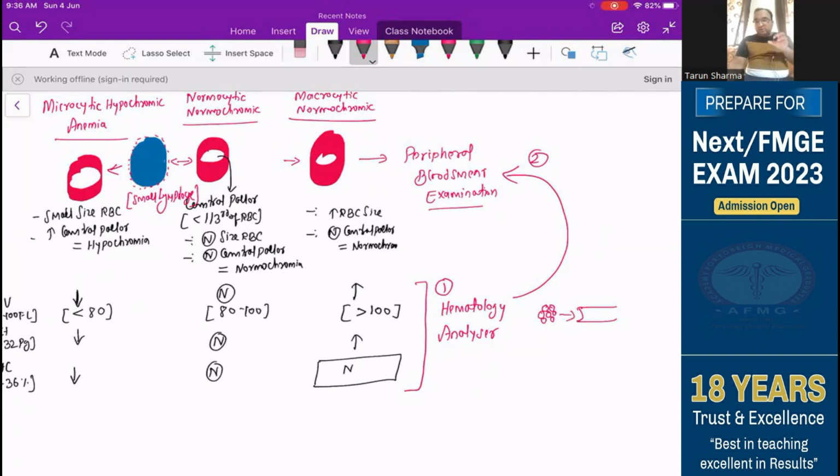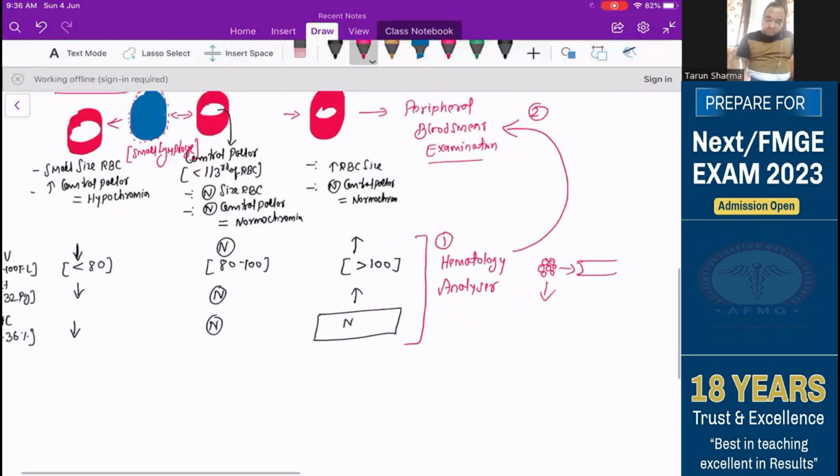The machine cannot differentiate between the clumps of smaller RBCs and a single large RBC. So at that time what will happen? You will see a falsely high MCV, because the machine will understand it as a macrocyte. So even if there are smaller RBCs and they make a clump and enter the machine aperture, the machine will think that a larger RBC is entering, and at that time it will calculate a falsely high MCV.